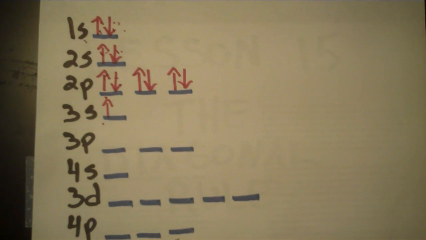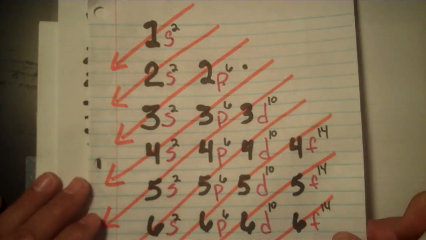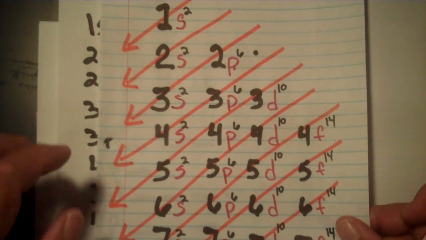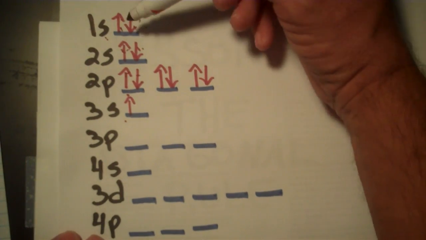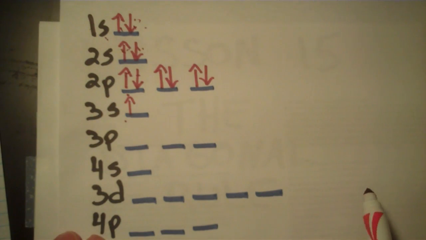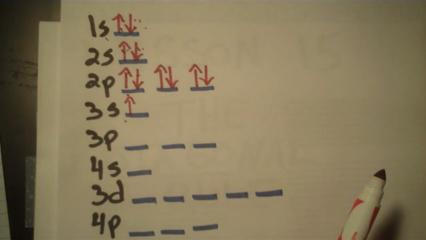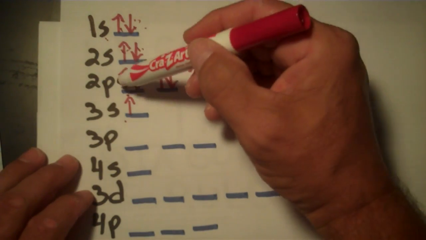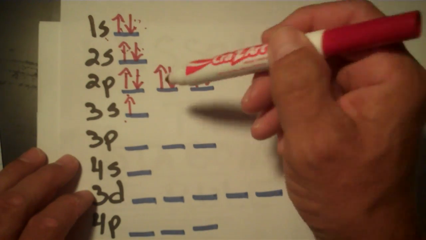Not hard at all. As a matter of fact, it becomes pretty simple once you know how to follow the diagonal rule, and once you know how many orbitals are on each sublevel, and then once you understand that the arrows go up first and then they go down.